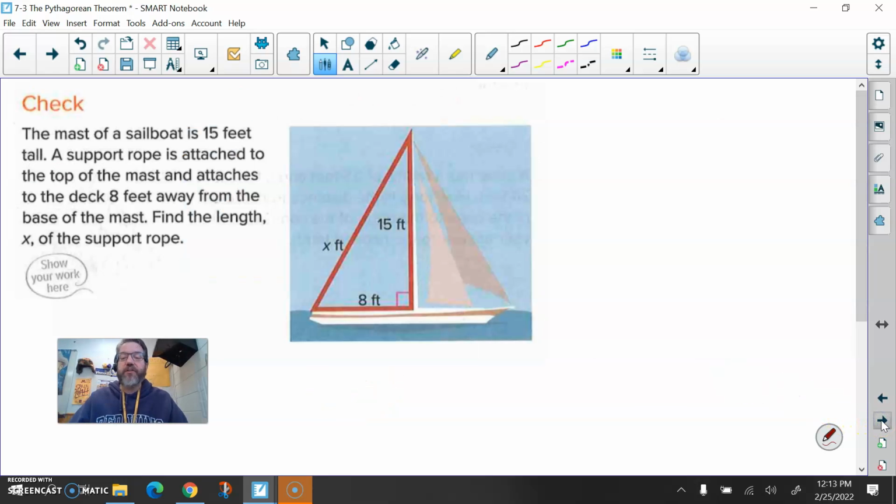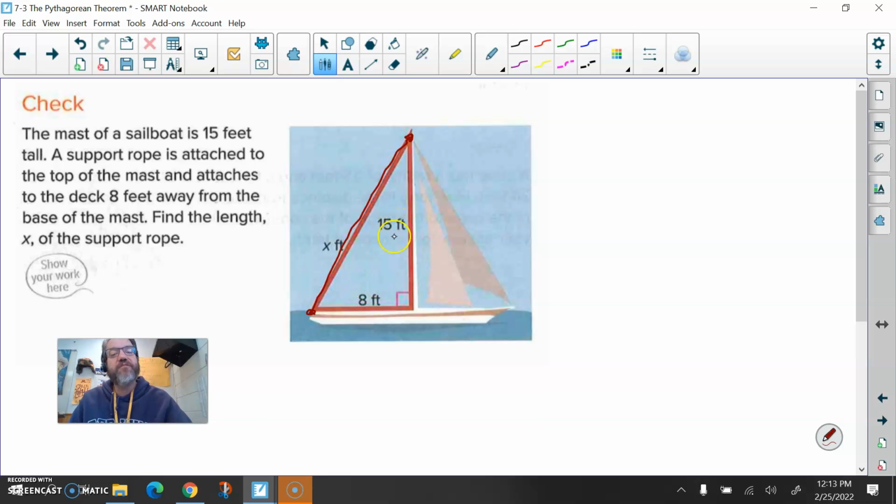Let's look at another example here. The mast of a sailboat is 15 feet tall. You can see that right here. And a support rope is attached to the top of the mast and attaches to the deck down here. And that's 8 feet away from the base of the mast. Find the length of X, the support rope.